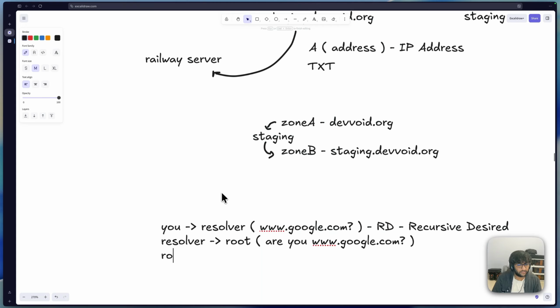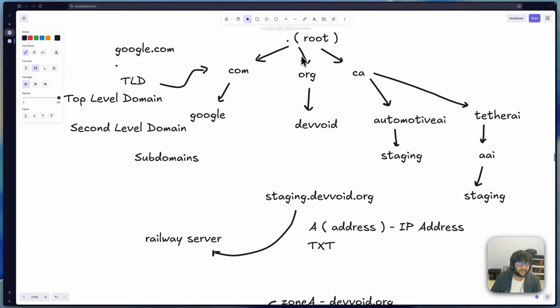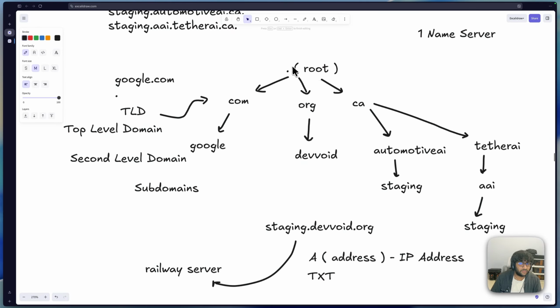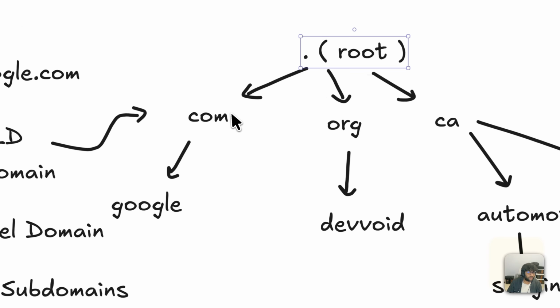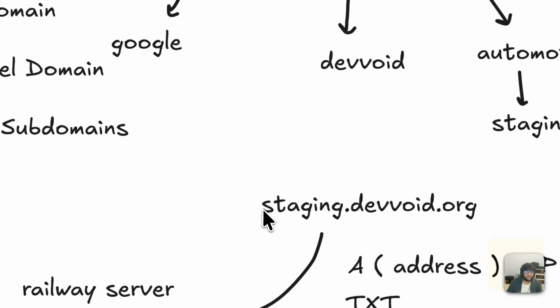And the root says, well, I am not that, but I noticed you have a .com there. So can you check with that? So it will tell, not me, but check .com. And it will point towards .com because that is connected to the root. Right? Com is connected to the root here, correct? That's all it knows. It doesn't know more than that. So root will tell go to .com.